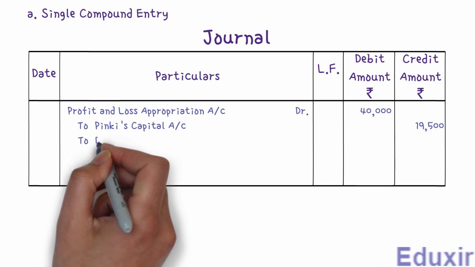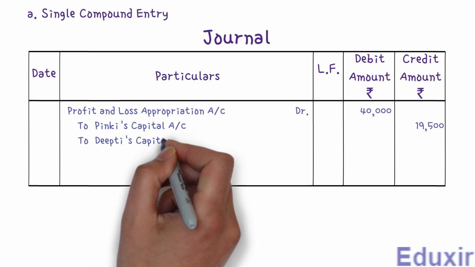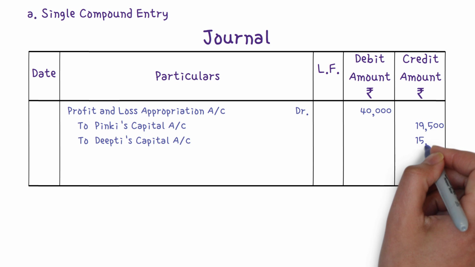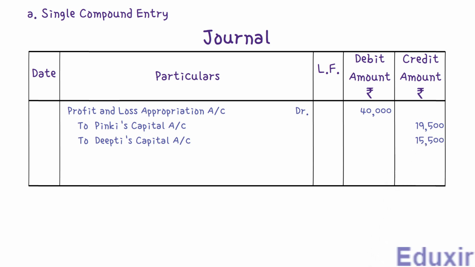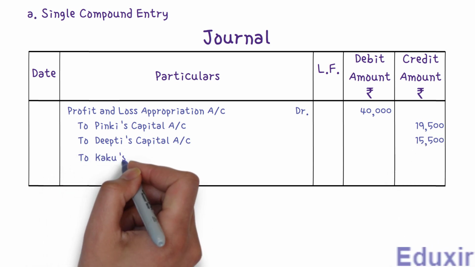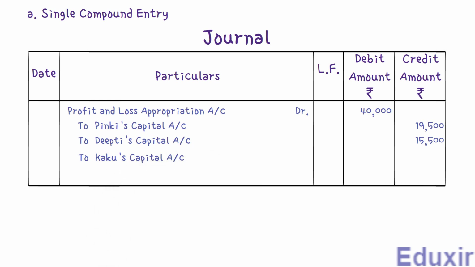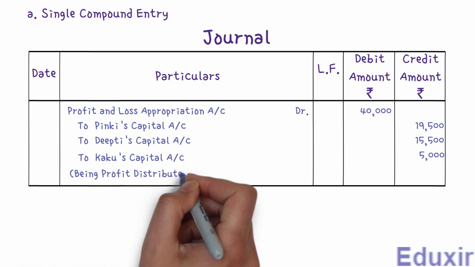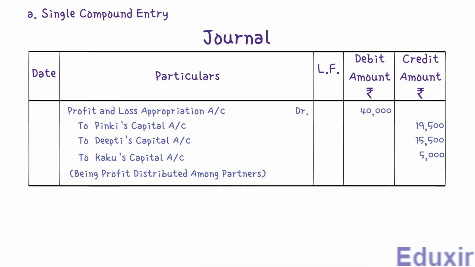Let us then write 'To Deepti's capital account' to show the credit entry for the partner Deepti. Let us then record the corresponding credit amount of 15,500 rupees in the credit amount column. Let us then write 'To Kaku's capital account' to show the credit entry for the partner Kaku. Let us then write the corresponding credit amount of 5,000 rupees in the credit amount column. Let us then write the description or narration of this transaction as being profit distributed among the partners. With that, we have completed journalizing the single compound entry for the distribution of the profits.